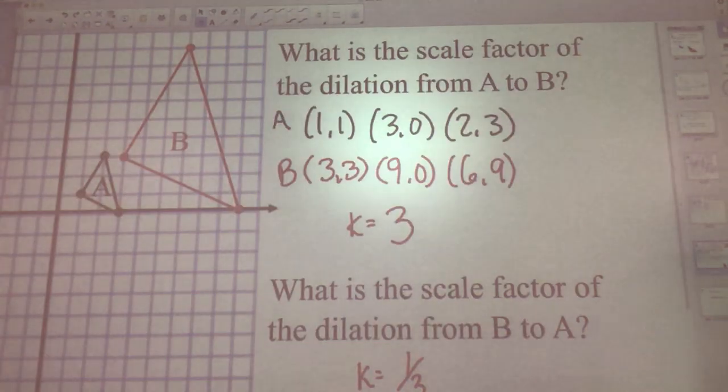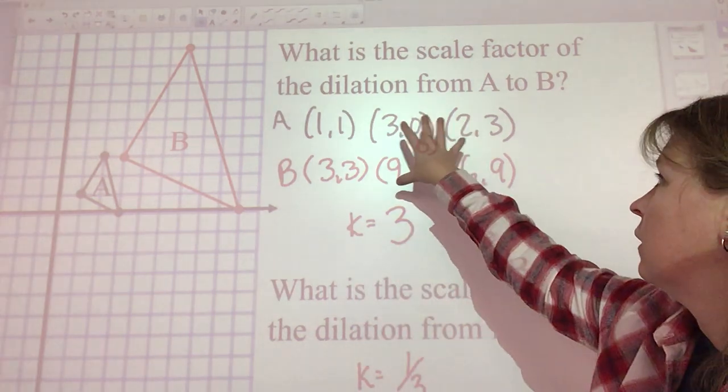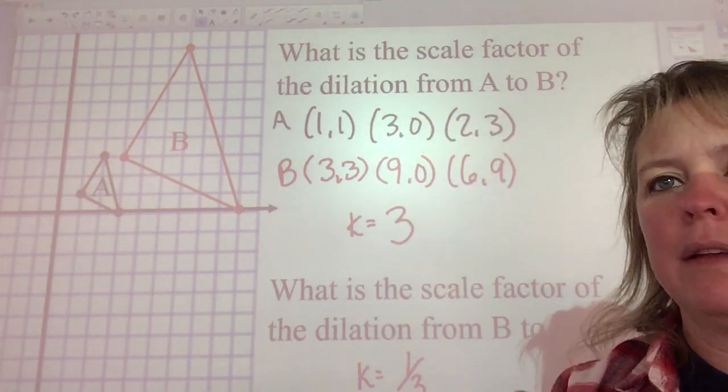But that's it. That's what you're working on in section 6.6. Draw it out, mark it down. Shouldn't be that difficult. Good luck.